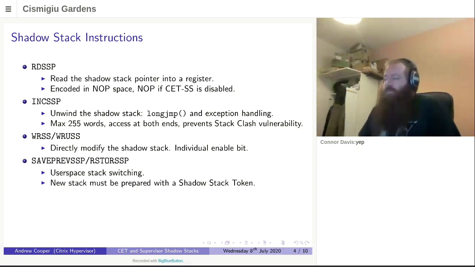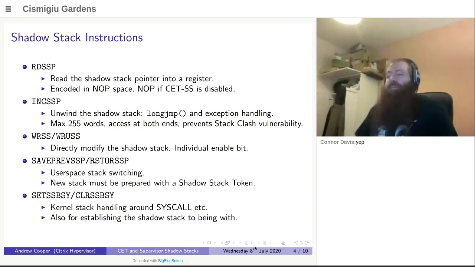Another thing that user space needs to do is be able to switch between stacks. So we have the save SSP and restore SSP instructions. These can be used by user space. All shadow stacks created need to have a shadow stack token at the base of them before these will work. That needs to be provided by your runtime environment.